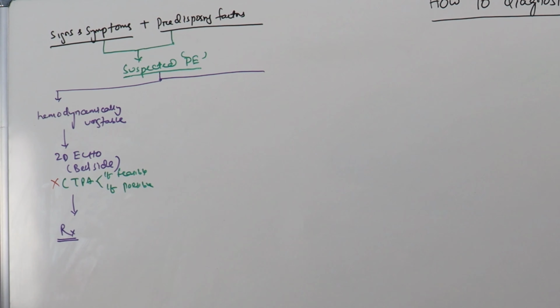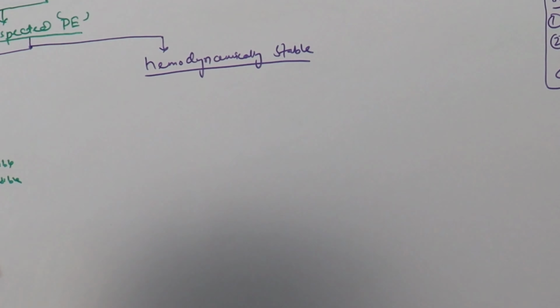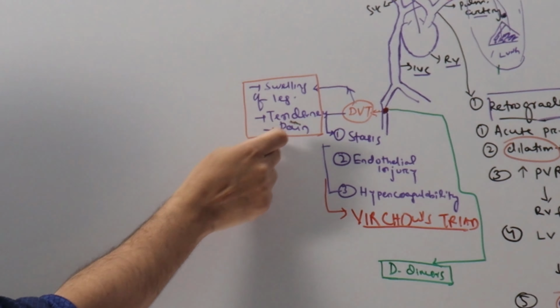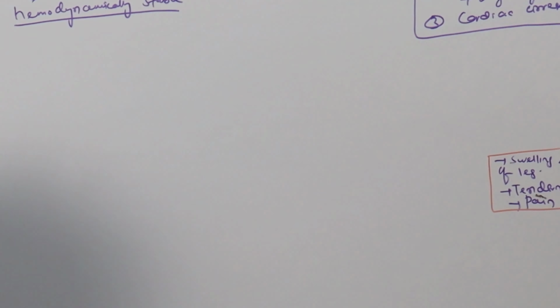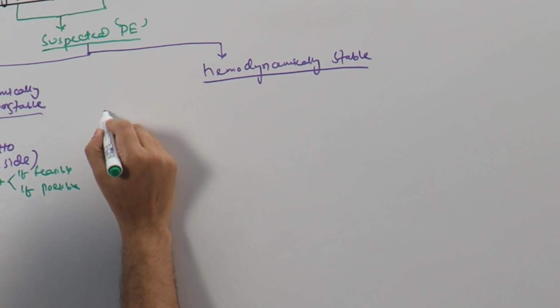But if the patient remains hemodynamically stable, it is at that time we have enough time to investigate our patient. So first, you go back to the history again. If in the history patient presented with swelling of leg, tenderness and pain in the calf muscles, then what will you do? You do a compression ultrasonography.